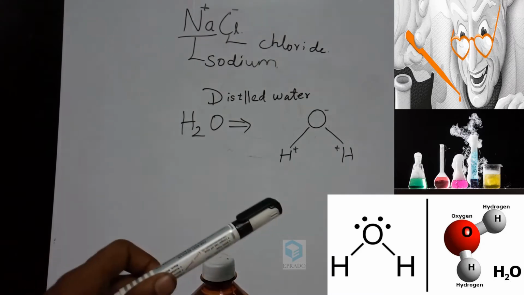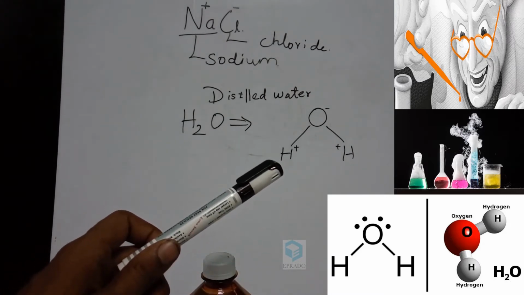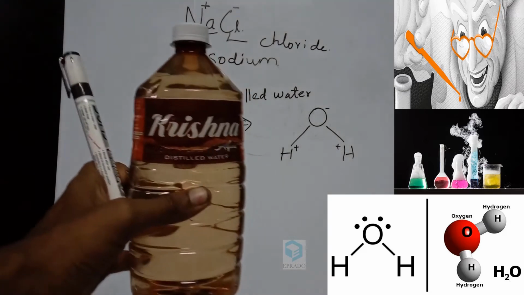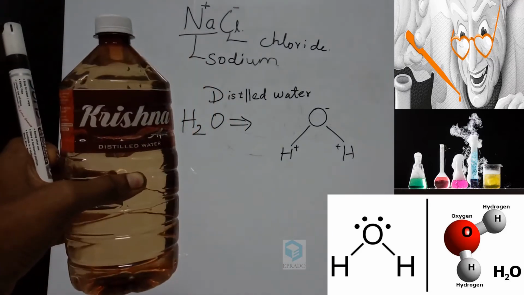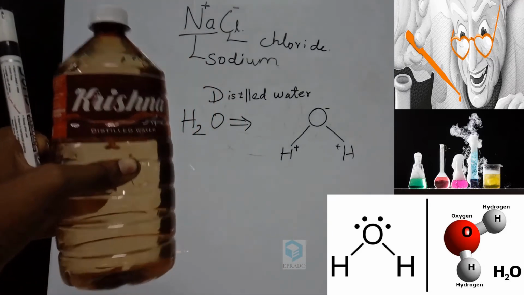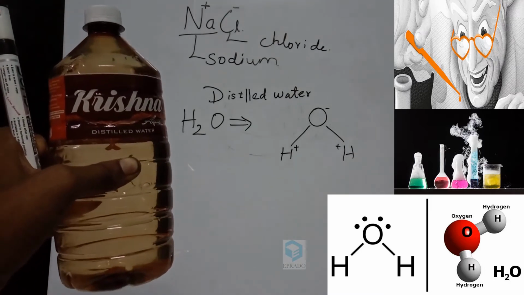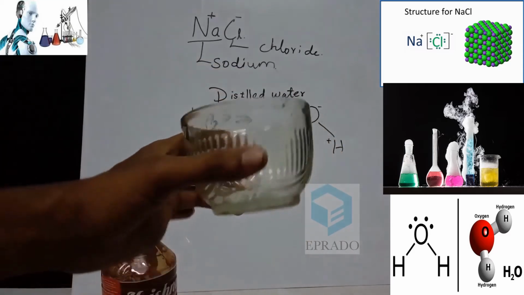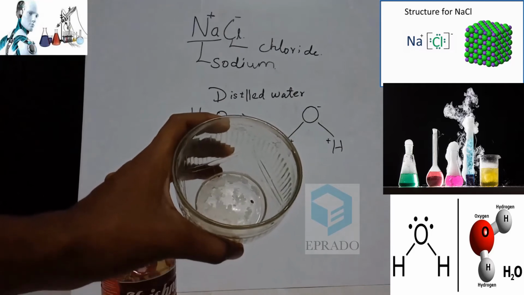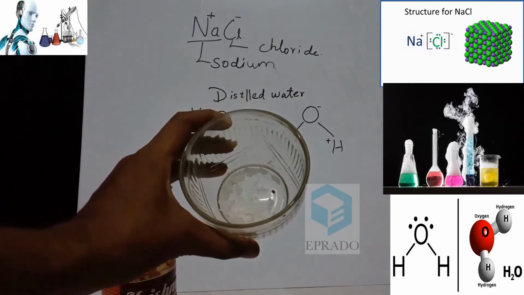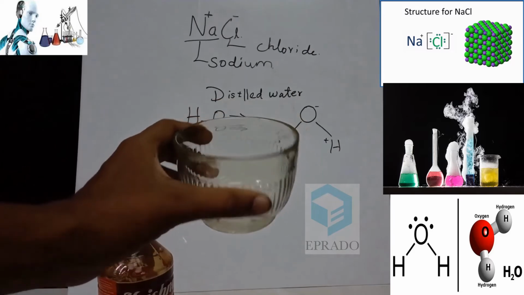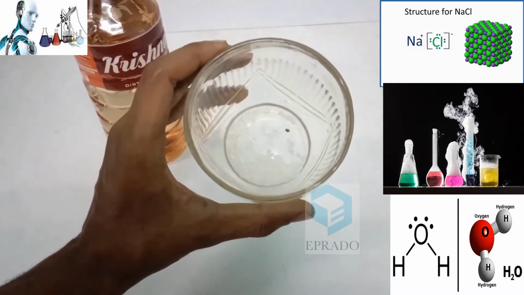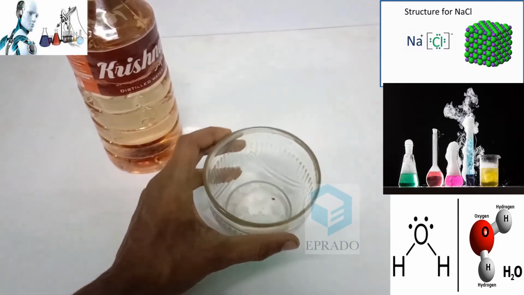So there are several small molecules of H2O inside this water bottle. This water bottle contains lots of molecules of H2O. Now I have taken some salt in this bowl so that we can mix some water with this salt. Children, you can see some salt inside this bowl. So now I'm going to mix some water.